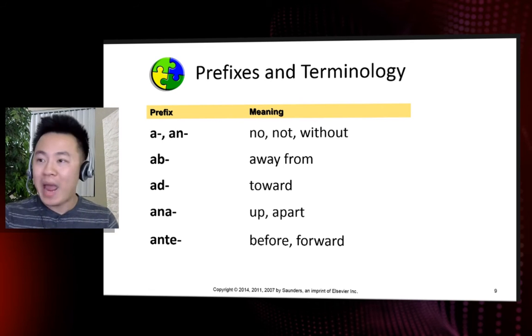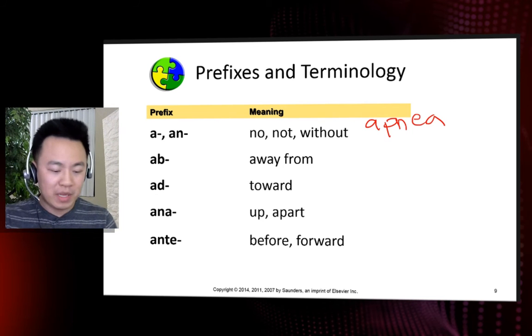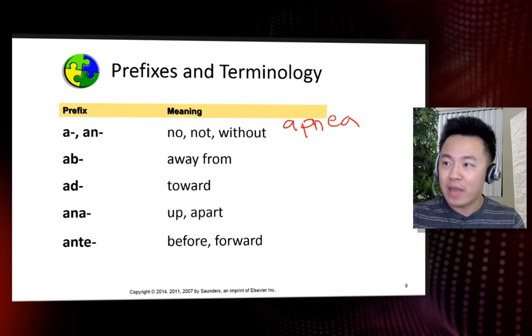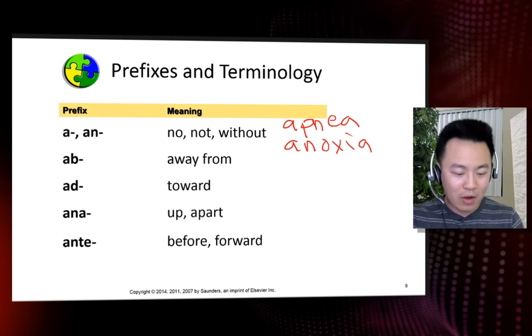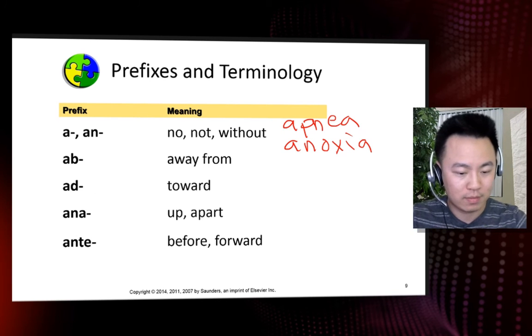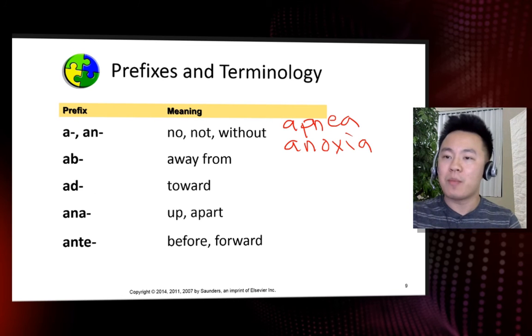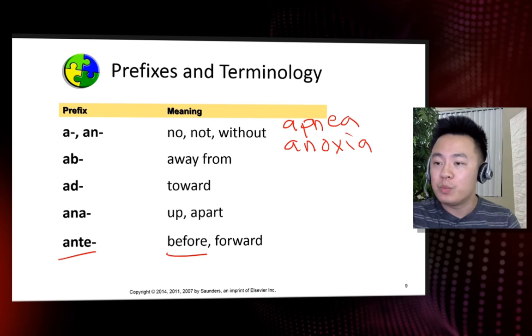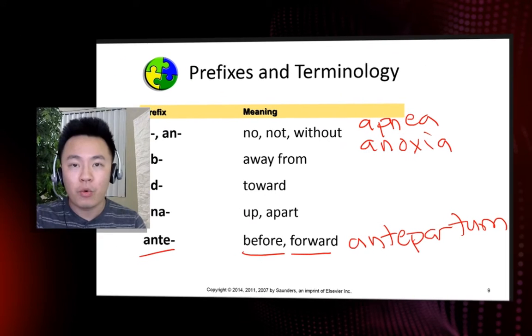For example, apnea, I just talked about this one. Apnea means not breathing. And then we also have another one here, anoxia. Anoxia means condition of no oxygen. Once again, I mentioned earlier ante, which means before or forward, and we definitely know antepartum means before birth.